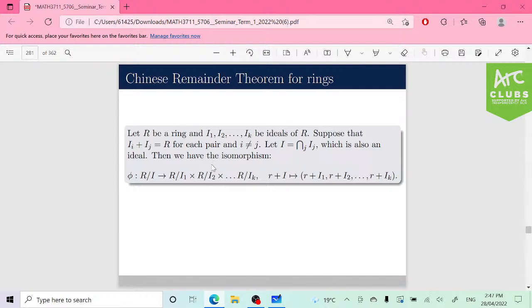The Chinese remainder theorem states that we have an isomorphism from I to the product of quotient rings. So in this example, what we can do is look at Z mod 12, and this is isomorphic to Z mod 3 cross Z mod 4. So instead of looking at solutions to the mod 12 equation, we can look at solutions to mod 3 and solutions to mod 4 instead.